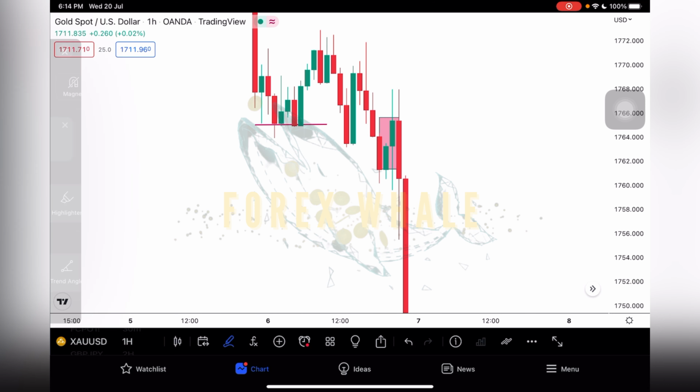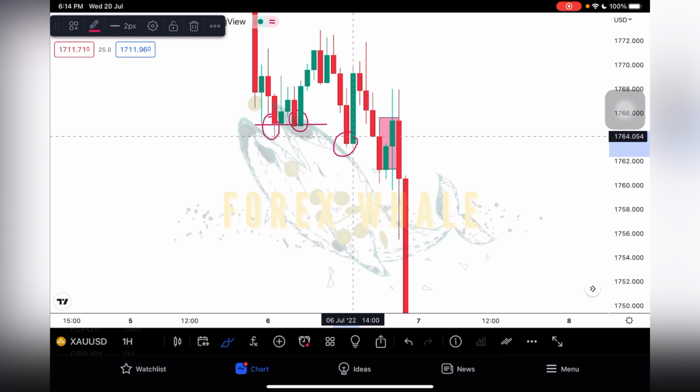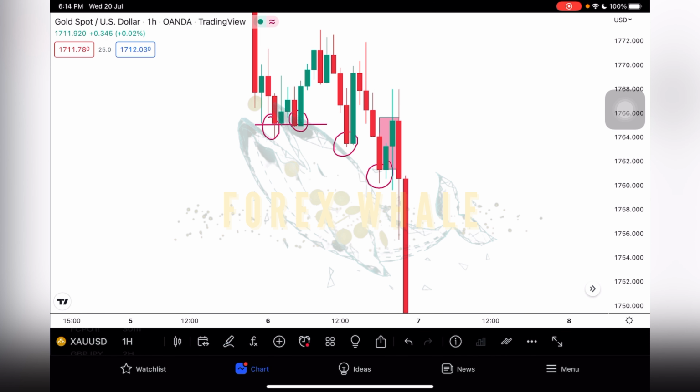Okay, price has already broken through these two support levels. Price created this one, and also this one. So know that these are your added confluences. I've already mentioned in the first place that an engulfing alone is not enough. It has to have at least one or two confluences.